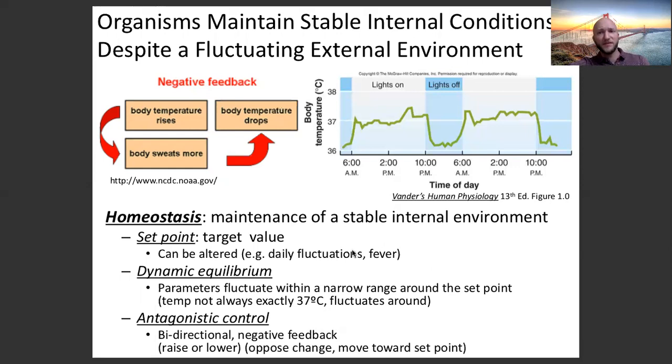So homeostasis, as I mentioned in the last video, homeostasis is the maintenance of a stable internal environment. Your body has a temperature. That temperature is going to be relatively stable. Your body has a set blood pressure. It's going to maintain a stable internal environment, homeostasis.